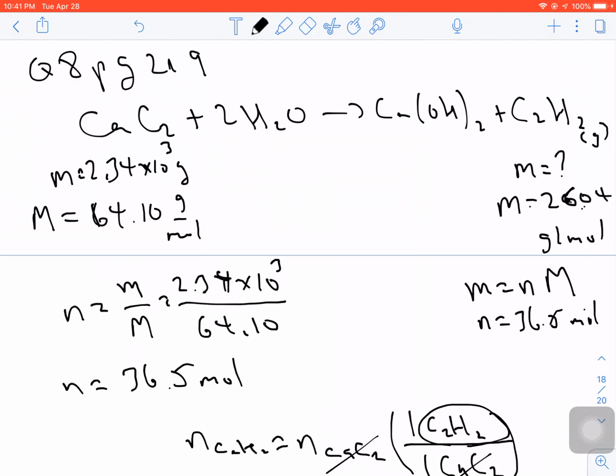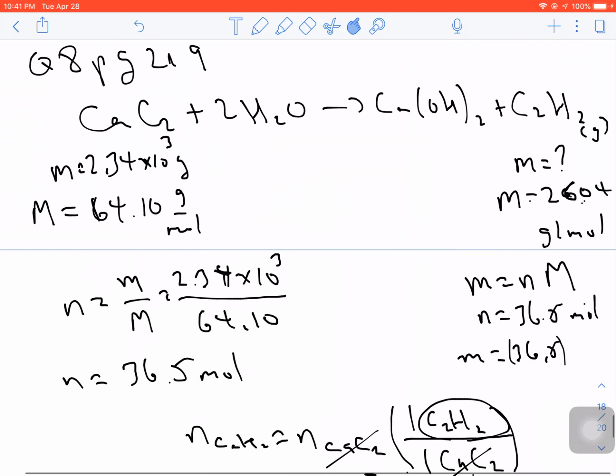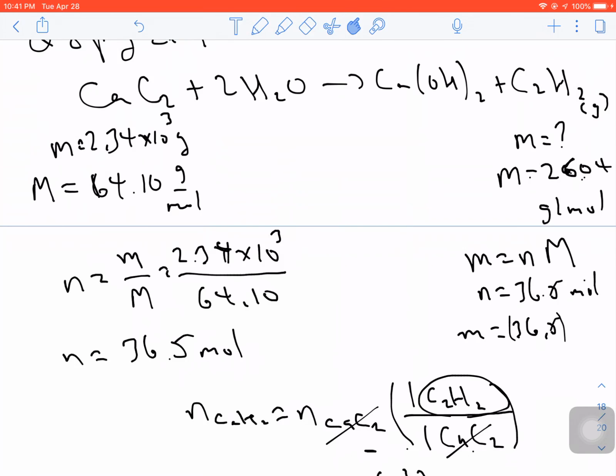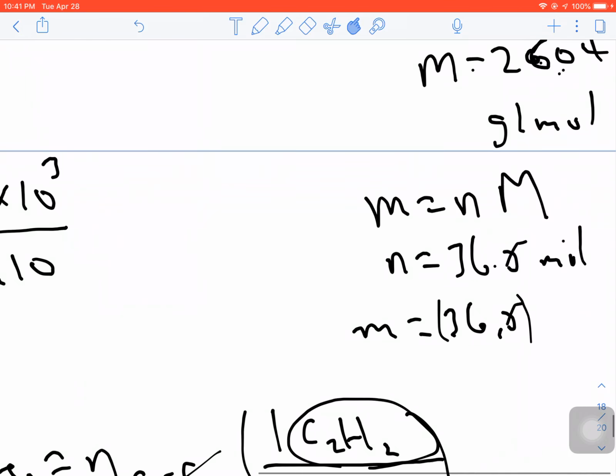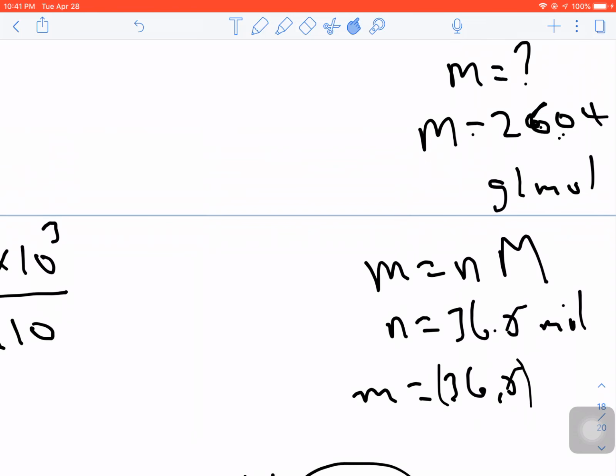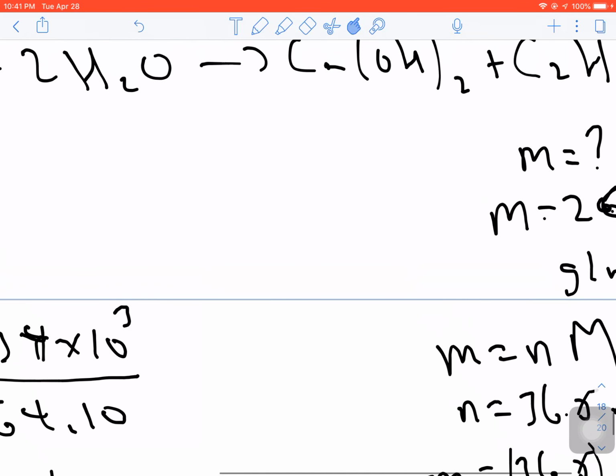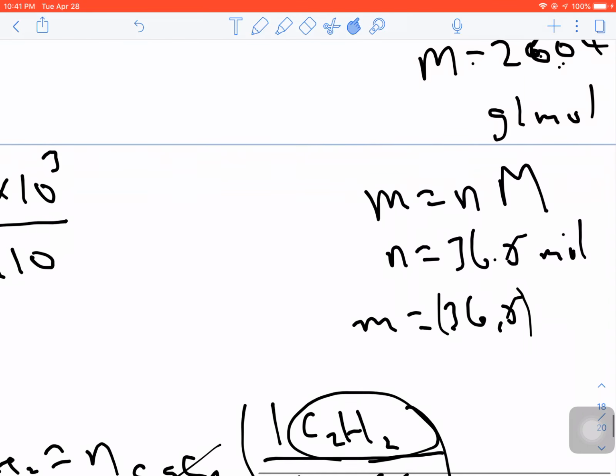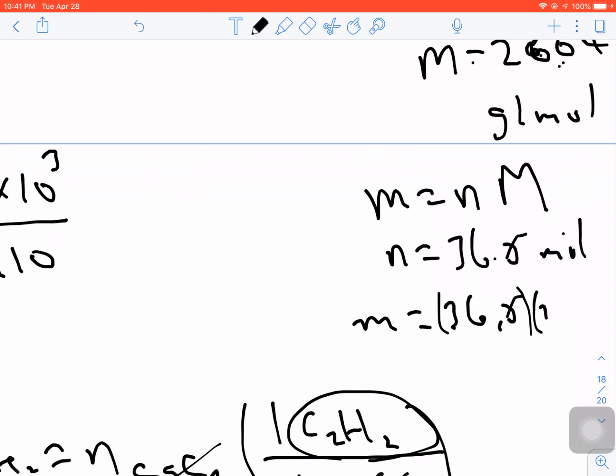So now I can calculate my mass, which is number of moles, 36.5. I haven't given myself much room here. I wonder if I can slide this over. No, I can't. 36.5 times my molar mass of 26.04. And I get a final answer of 951 grams.